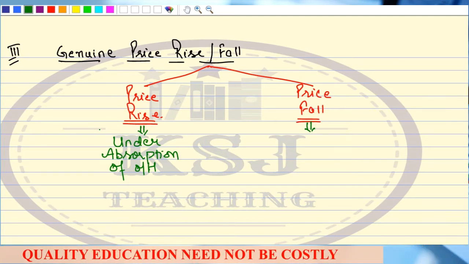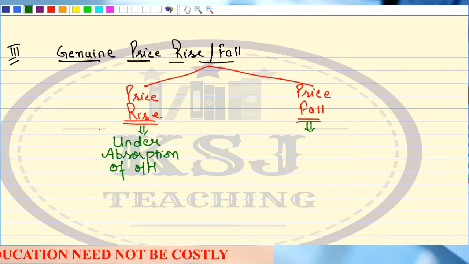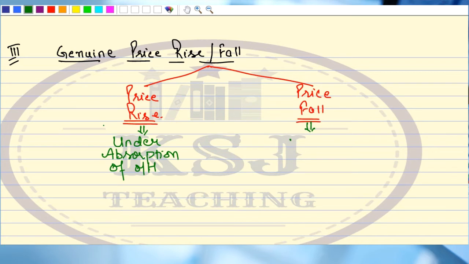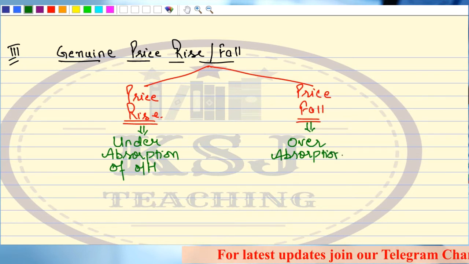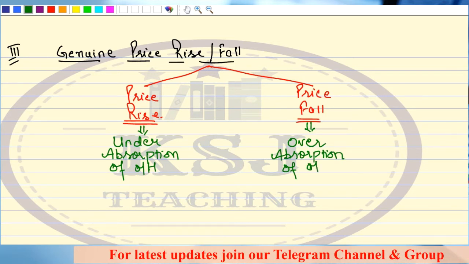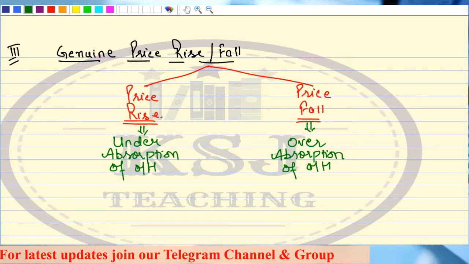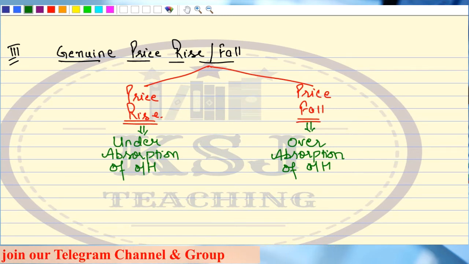That is very important. So in case of price rise, there will be an under absorption of overheads. And in case of price fall, there will be an over absorption of overheads. Seems logical, sir? From the example only, just remember this pizza example. Everything will be clear to you people. Now, in this case, what should be the treatment?